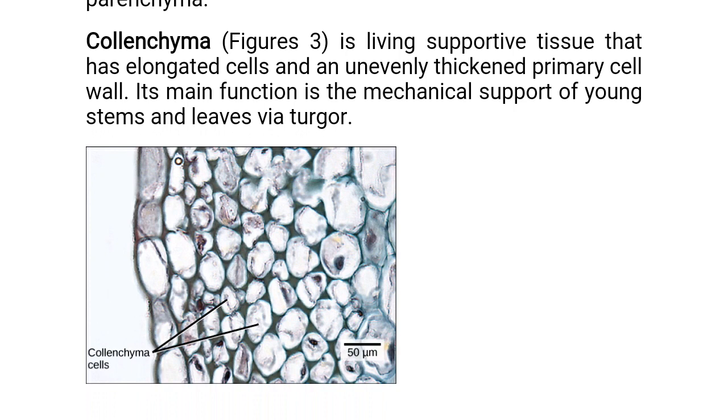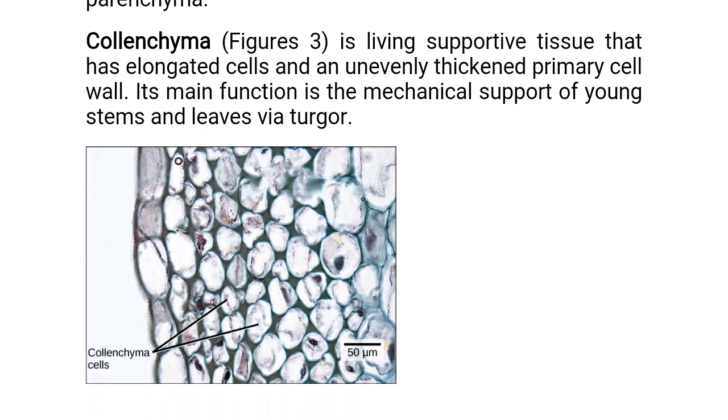Now, if you look at the anatomy of a plant, after the epidermal layer, the next layer you'll see is the collenchymatous layer. And the function of this layer is to what? Support the plant. The parenchyma has a thin cell wall and there are no intercellular spaces. Take note of that.